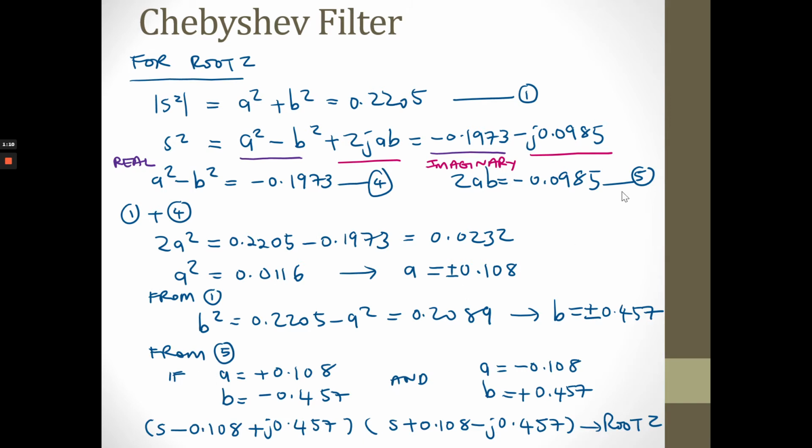And from equation number 5, 2ab equal to negative 0.0985, and then we need to determine the combination of a and b value. If a is positive, meaning that b is negative since this is negative value, and if a is negative, b is positive based on this equation. And then we can construct our polynomial factorization function as this one based on this value. So this is root 2. We have two poles based on root 2.